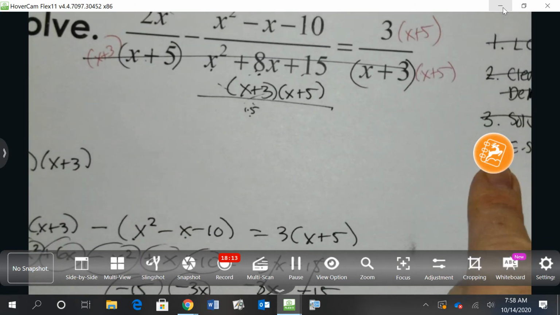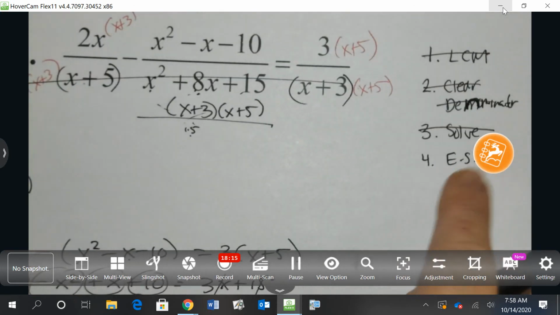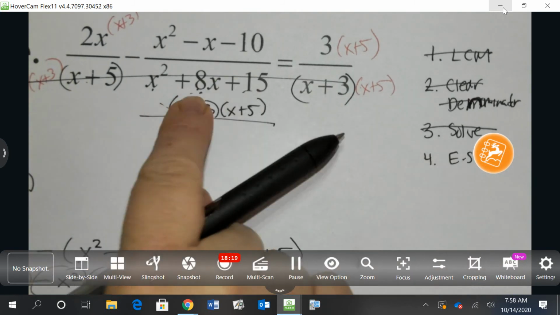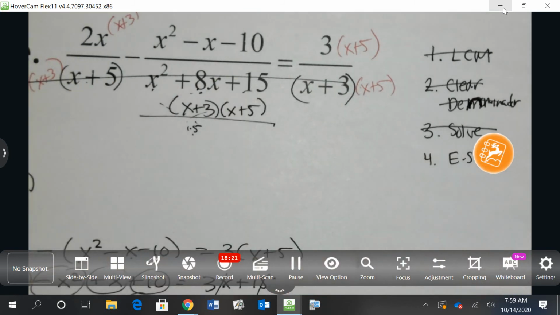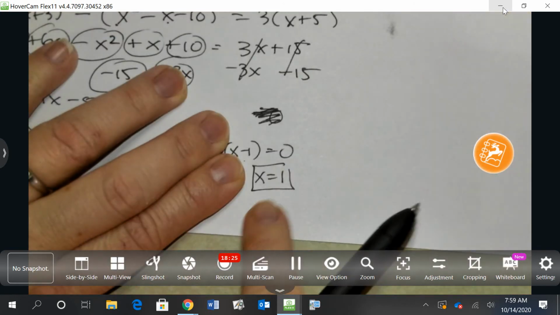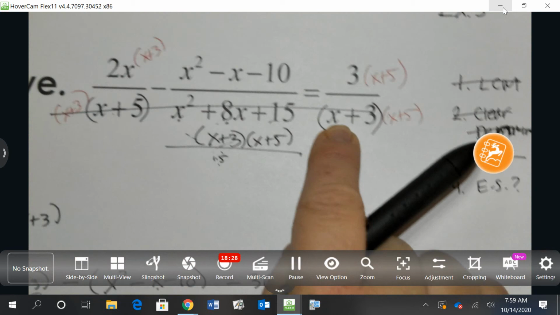Now we're going to go on to step number 4. What is the extraneous solution? So I have to go back to the original before I've added anything or attached anything to the denominators. Let's start with a positive 1. This has a variable, so I check it.